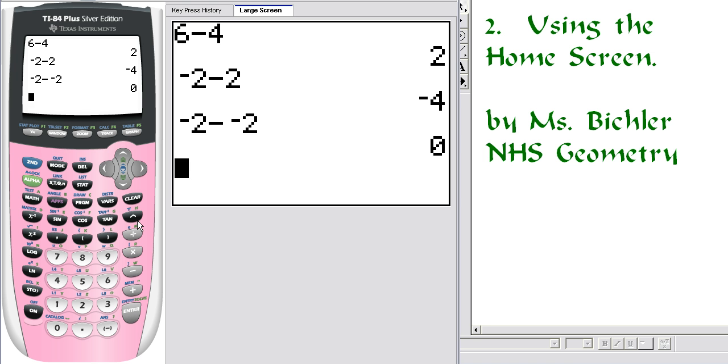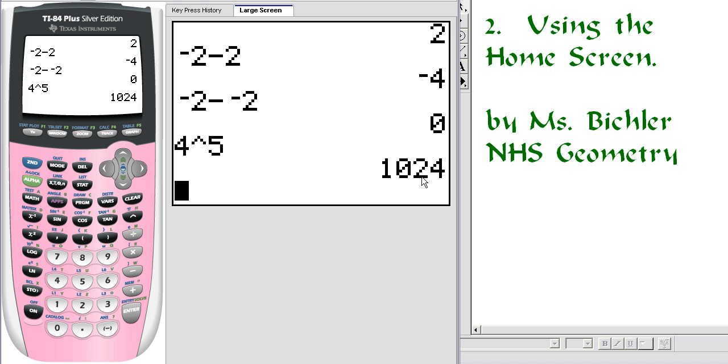Another fun button is the caret. Sometimes you have to raise a number to a power that isn't 2. It's not squared. Suppose you have to take 4 to the 5th power. This caret will show you where the exponent's going to be. 4 to the 5th power. Hit enter. There's your answer.